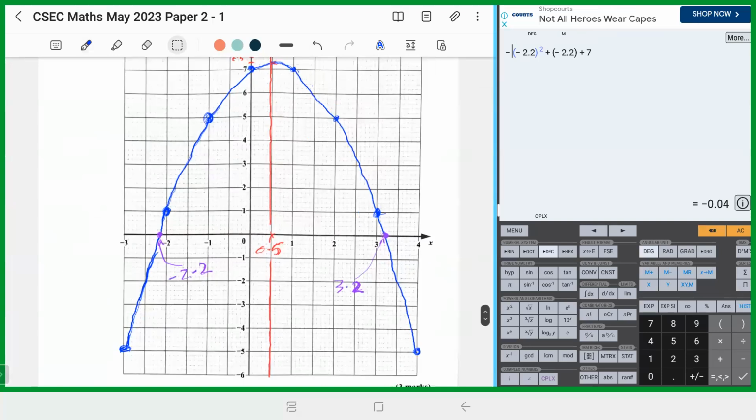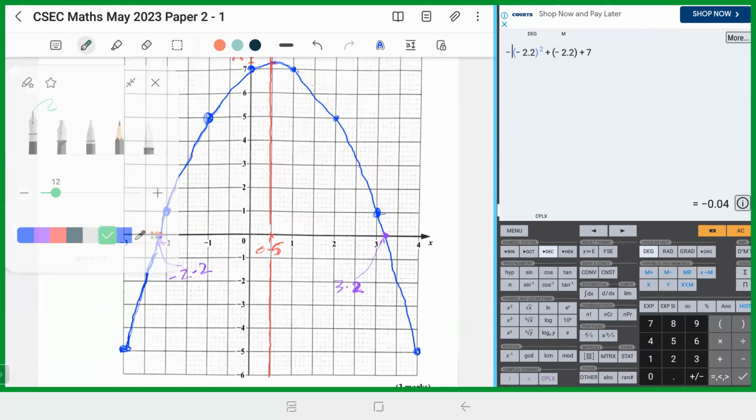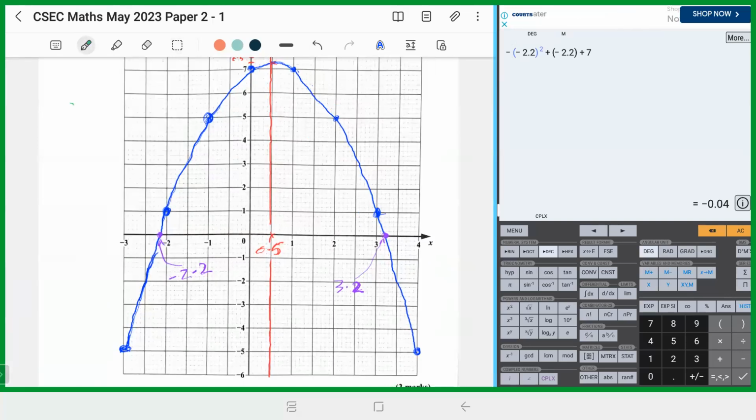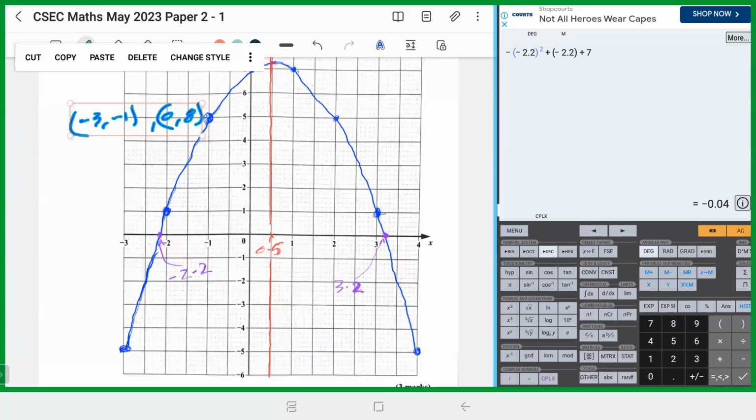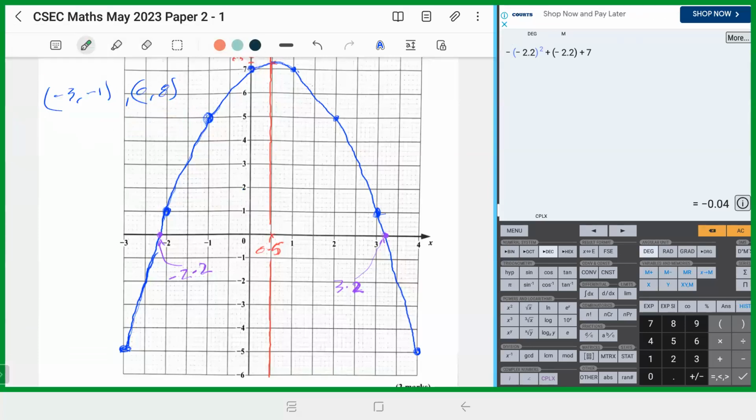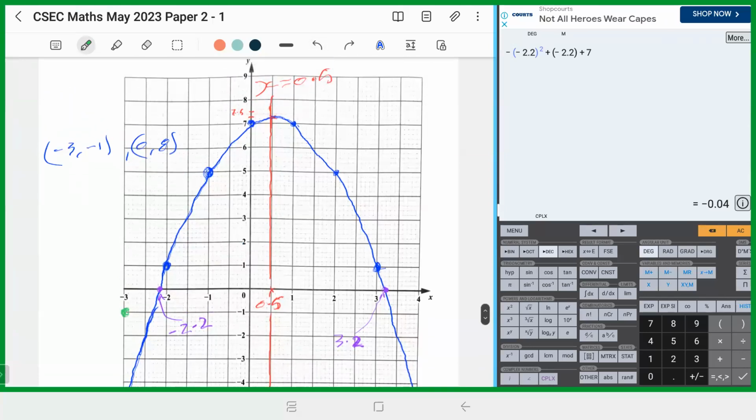All right, let me use that green for a different color. Let's paste it up here, what we want. So negative 3, negative 1 is this point right here. 0, 8 is on the y-axis, all the way up here. That's 0, 8. I want us to draw a straight line.